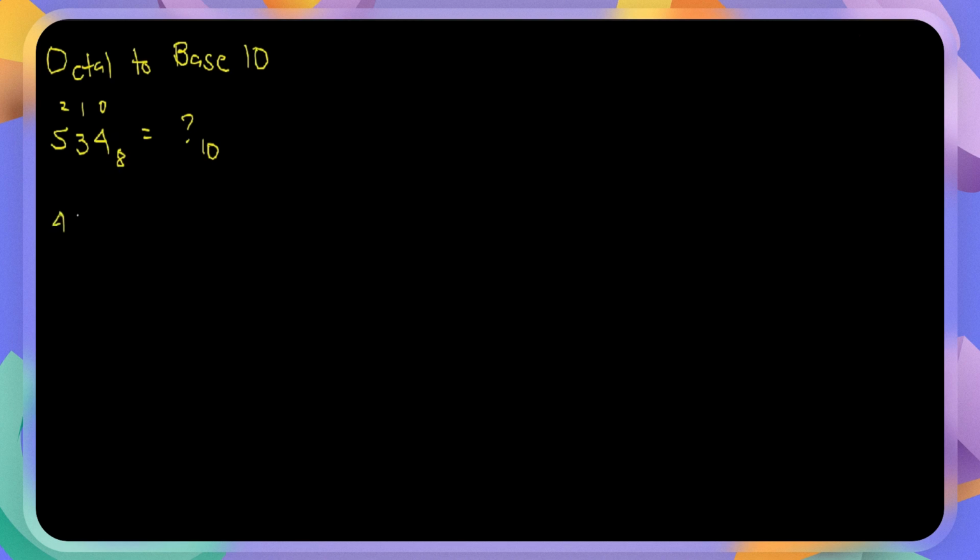So let's try. That's going to be 4 times 8 raised to 0, 3 times 8 raised to 1, then 5 times 8 raised to 2. So 4 times 8 raised to 0, that's just going to be 4 because 8 to the 0 becomes 1 here. 3 times 8 raised to 1, that's going to be 24. Now our 8 squared, that's going to be 64 times 5, so 320. And then if you add these up, that's going to become 348.